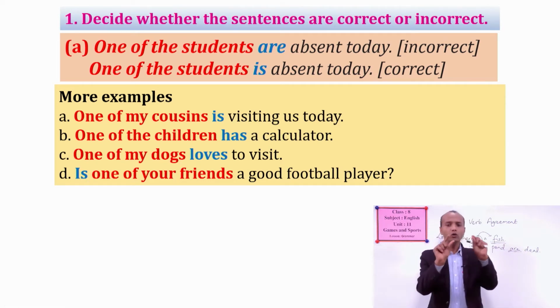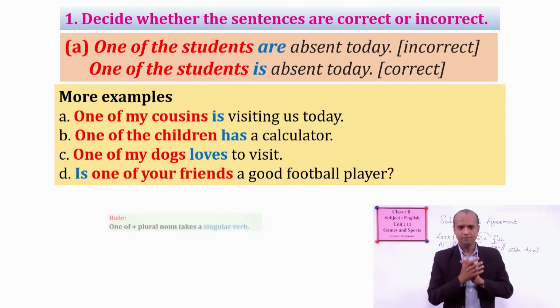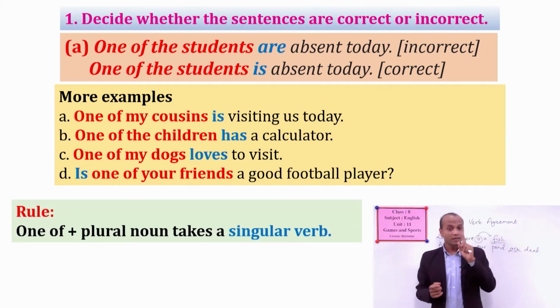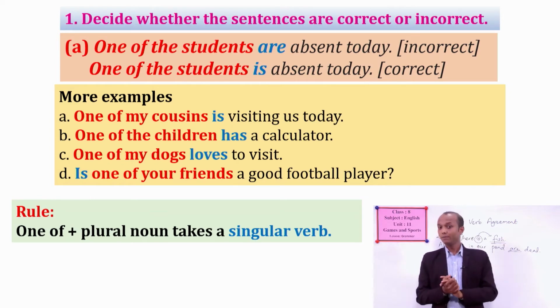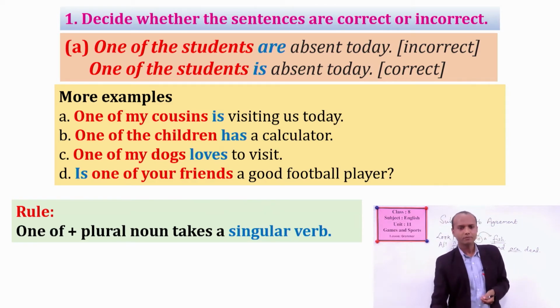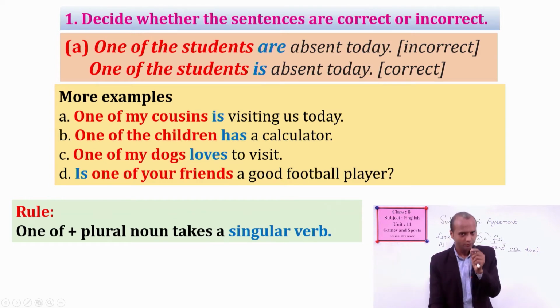So all these examples make it clear, I think, that there is a rule. If one of is followed by a plural noun, you have to supply a singular verb. Very good. Let's move on to the real exercise that you have to do now.